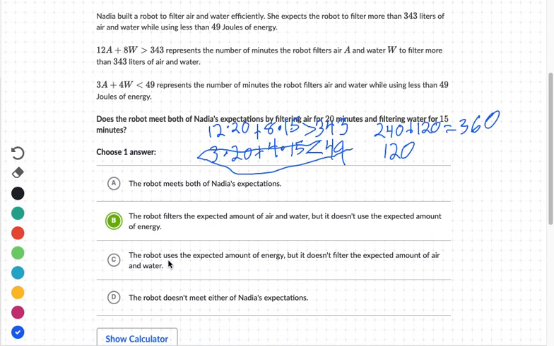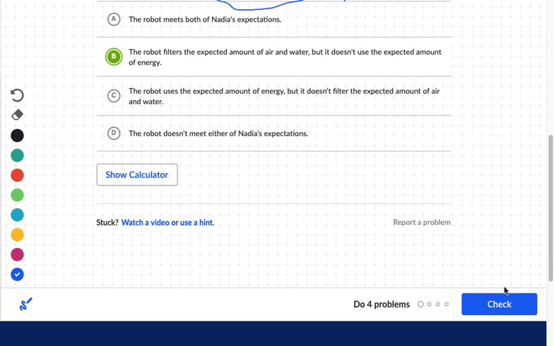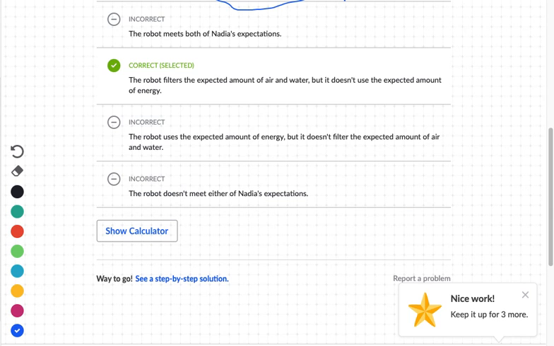The robot uses the expected amount of energy. No, it doesn't do that. The robot doesn't meet either. Well, it does. It meets the one. It filters plenty. Okay, so check that. Oh, good, we got it right.